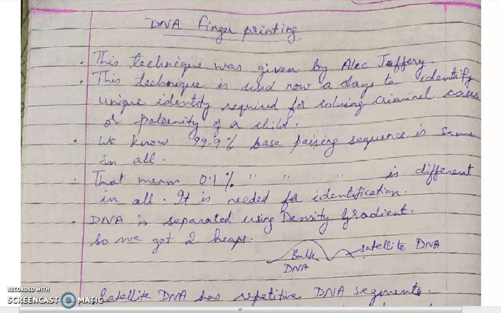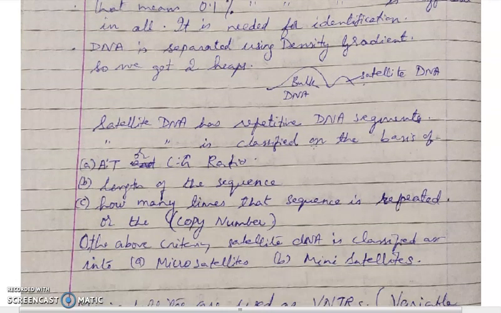The DNA is separated using the density gradient. We will get two heaps when we use the density gradient method. The bulk DNA, which is all the same 99.9%, and the satellite DNA, which is only 0.1%. So by the density gradient method, they are separated. The satellite DNA is the one which has repetitive DNA segments, which we also talked about in the salient features of the human genome.